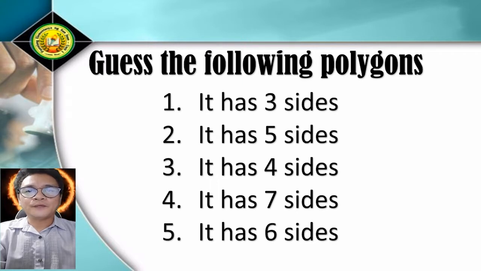Okay, let's begin. Guess the following polygon. Number 1, it has 3 sides. What kind of polygon is that? Number 2, it has 5 sides. Number 3, it has 4 sides. Number 4, it has 7 sides. And the last one, it has 6 sides.